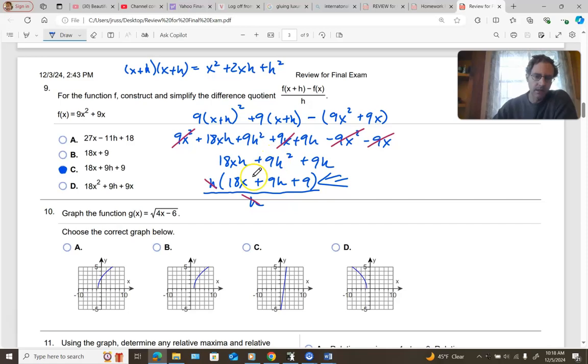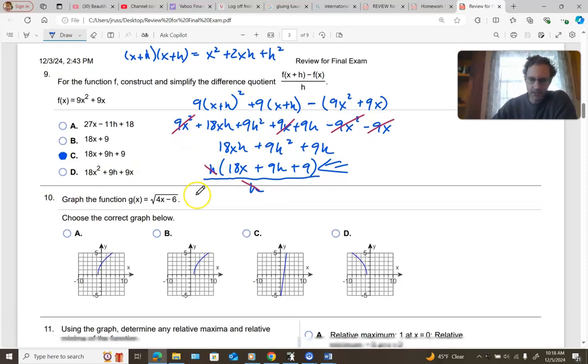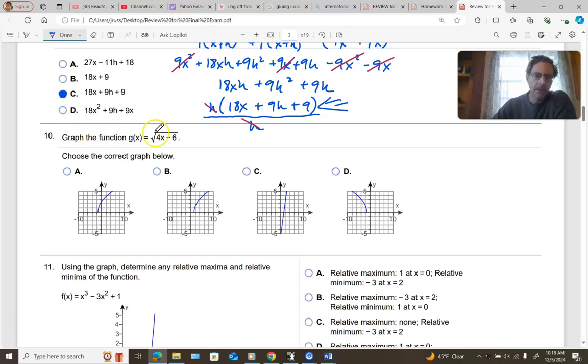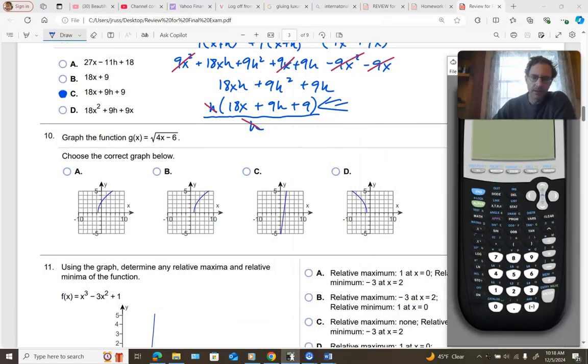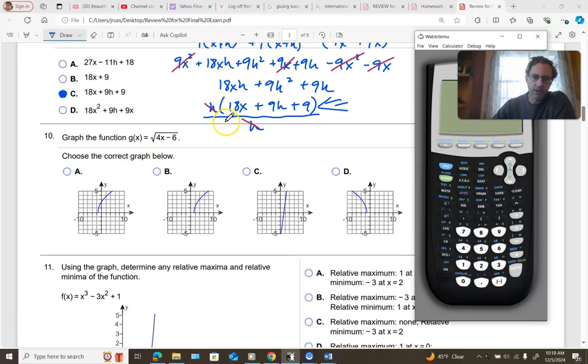All right. Number 10. Number 10 says graph this function, okay? Well, this function, you could think about transformations, guys, but it's probably just going to be easier to graph it in your calculator. It definitely cannot be C, okay? Nor do I think it can be B or D. I think it's going to be A.